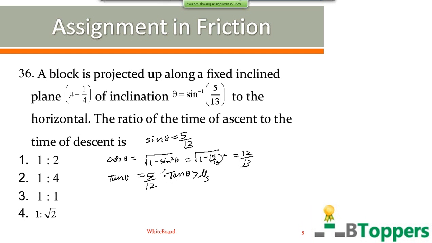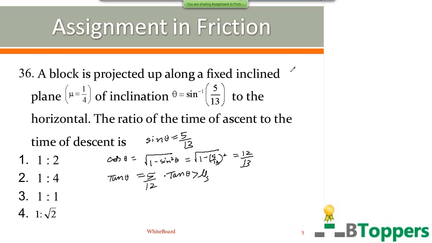Why this verification? Because when the block is projected up along the inclined plane, the block moves up along the inclined plane until velocity becomes 0. Then it slides back to the bottom only when tan theta is more than the coefficient of static friction, or the angle of inclination of the inclined plane is more than the angle of friction. So here the block moves back down to the bottom.